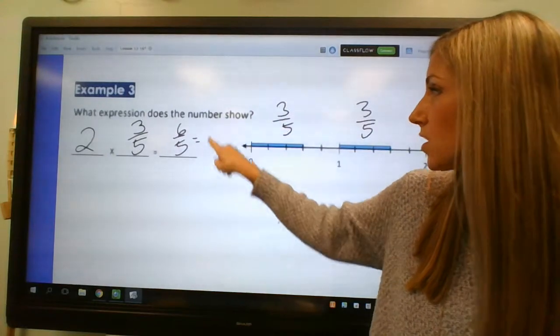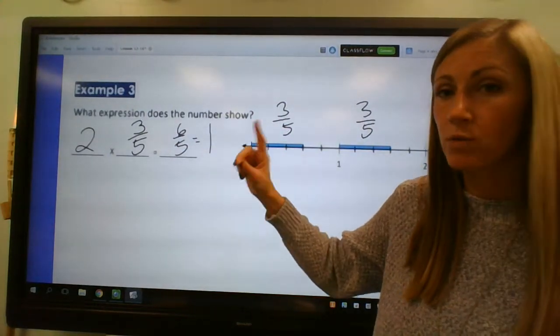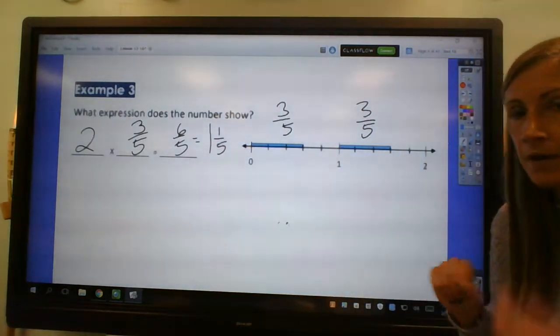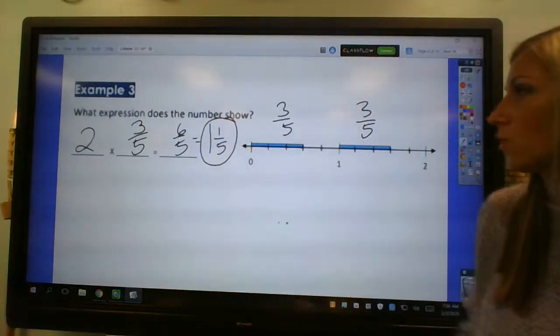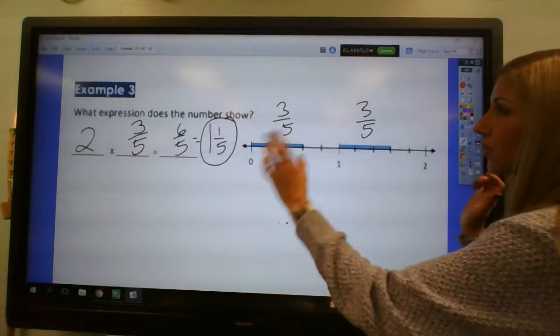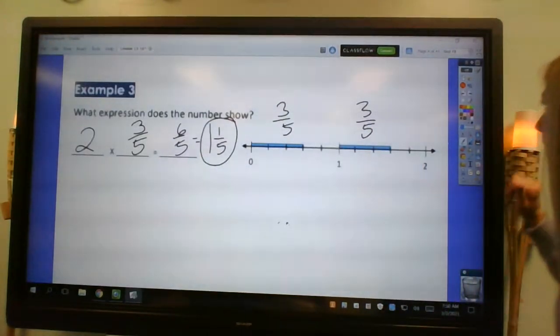5 can go into 6 once. There would be 1 left over. Still talking about fifths. So our answer being 1 and 1/5. Okay. So number lines showing the different number you're starting with and what it's being broken up by. Okay.